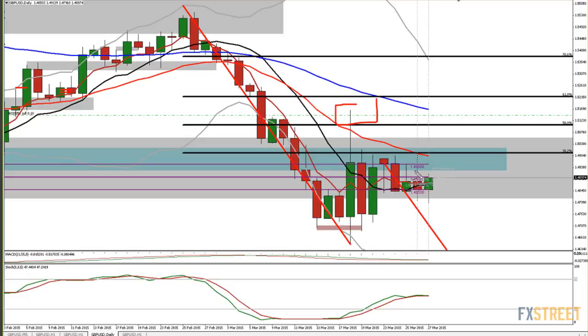Why do I have reasonable confidence? Because hope is a strategy? No. Because on the daily chart, price is still below the 21 EMA, which means I'm bearish and I'm aggressive. That's it. I don't need to complicate it anymore.